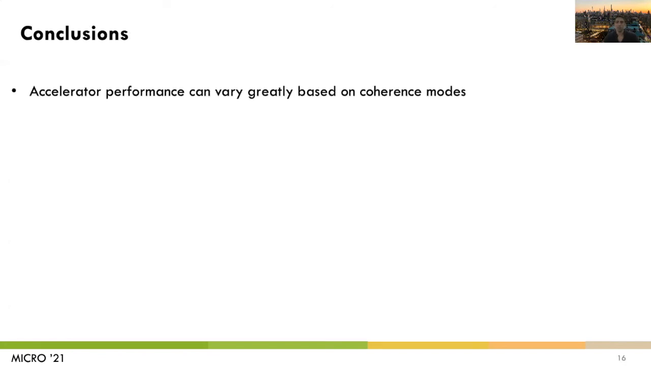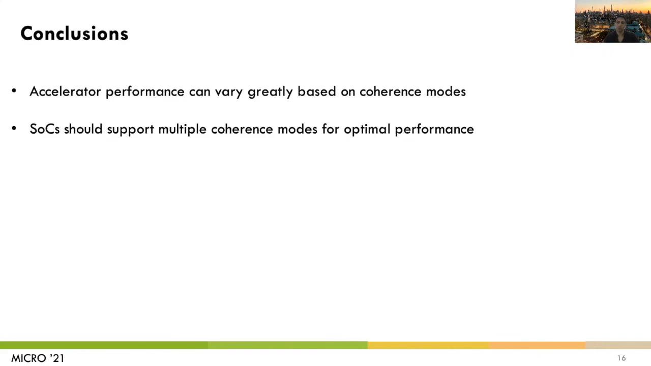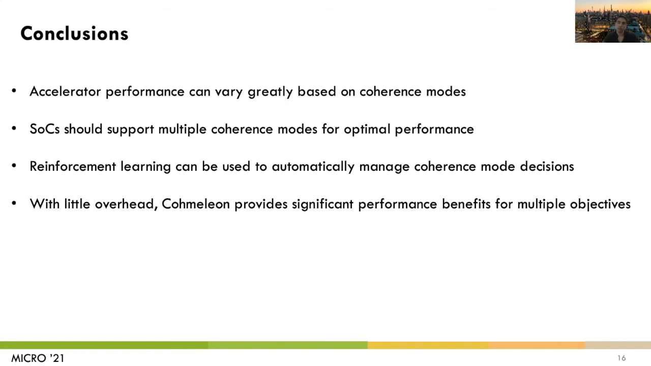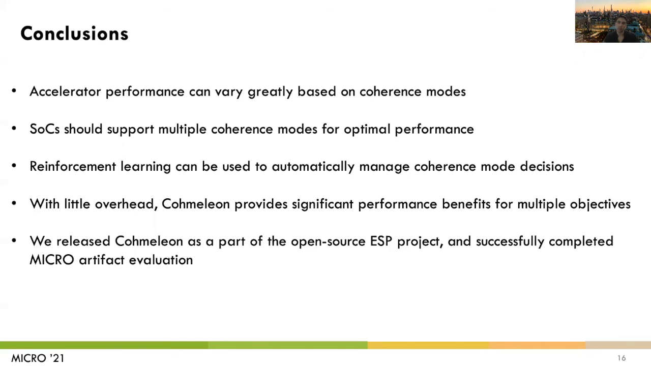In conclusion, we saw that accelerator performance can vary greatly by merely changing the coherence mode used. We propose that SoCs should support runtime selection of multiple coherence modes for optimal performance. Reinforcement learning can be used to manage this selection by automatically discovering optimal decisions. Cohmeleon provides significant performance benefits on multiple objectives while adding negligible area to the SoC and minimal overhead to the accelerator invocation. We released Cohmeleon as a part of the open source ESP project and successfully completed micro artifact evaluation.